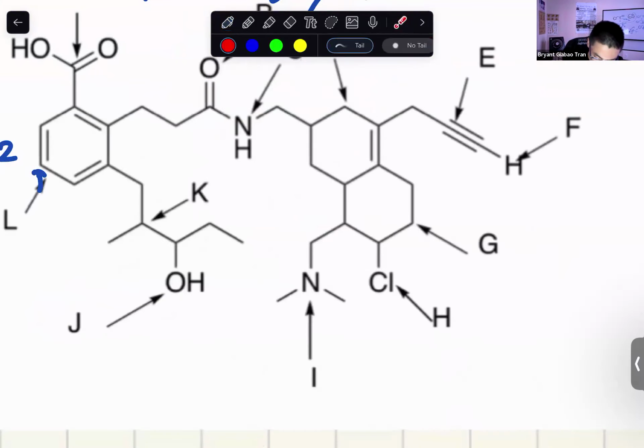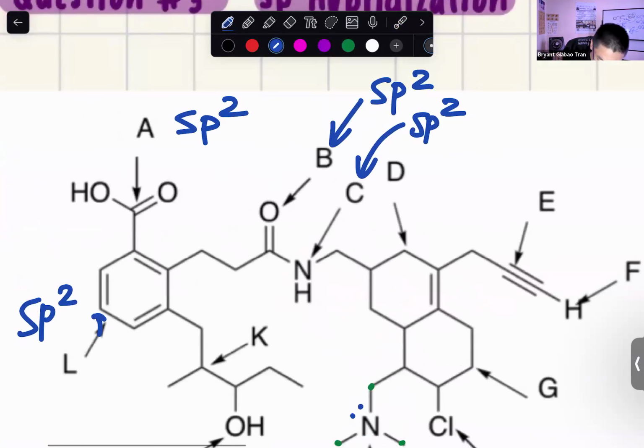Now, what would atom I be? This one right here, the pair of electrons cannot do any resonance, because it's just a single bond attached to three sp3 atoms, and there are no sp2 atoms nearby. So that is going to be sp3. Whereas this nitrogen here is sp2 because it can do resonance with the sp2 carbon right here.